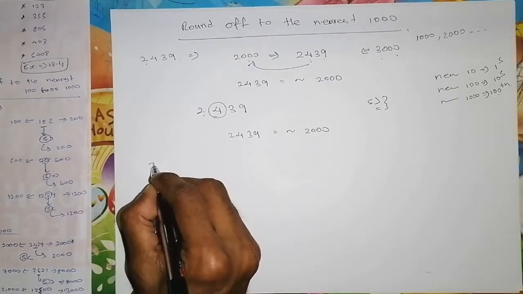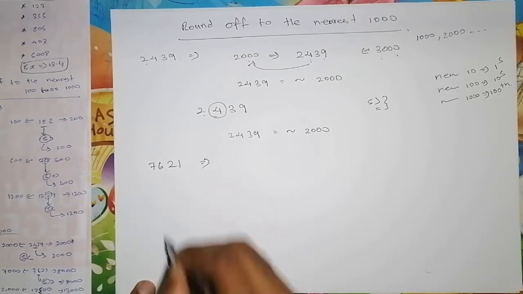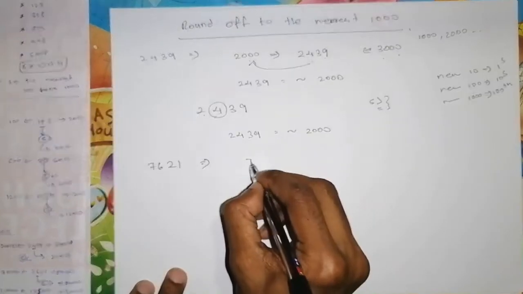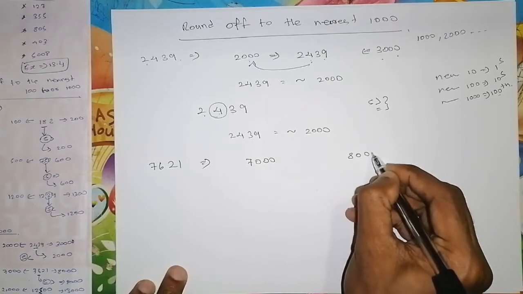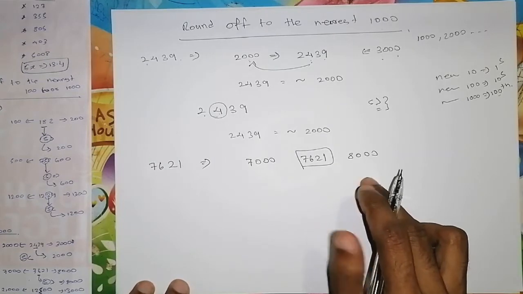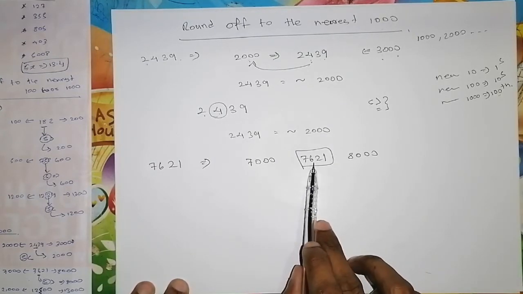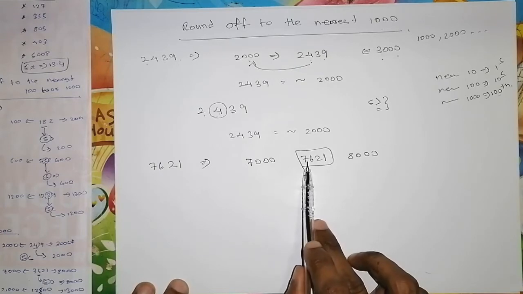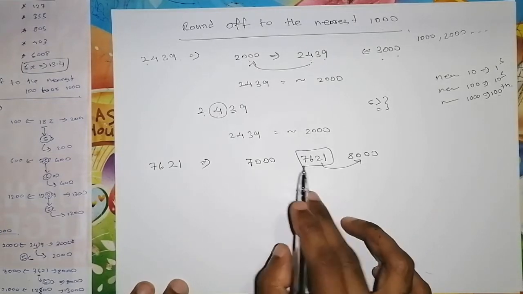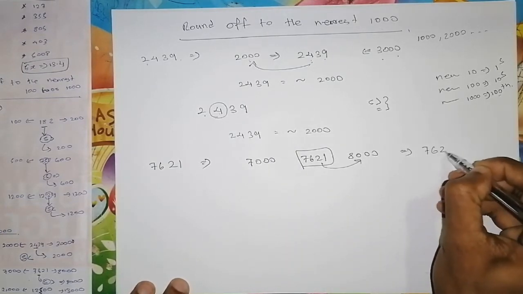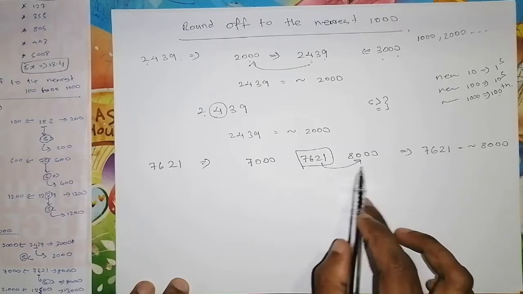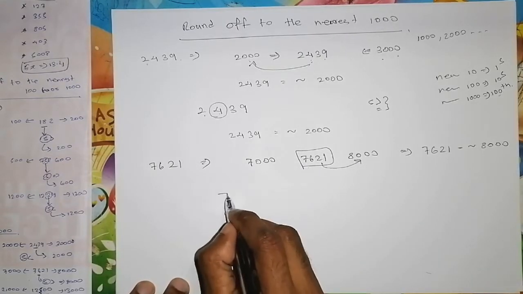Okay, another example: 7621. It is between 7000 and 8000. We know 7600 is past the half. Half is 7500, so it is nearest to 8000. It is far from 7000. So if you round off 7621, it is approximately 8000 because it passed the half. It is nearest to 8000.